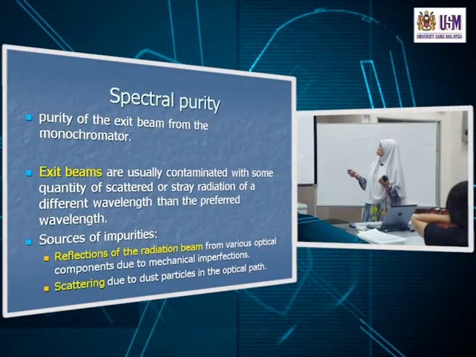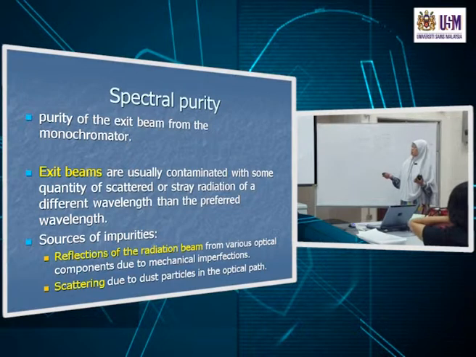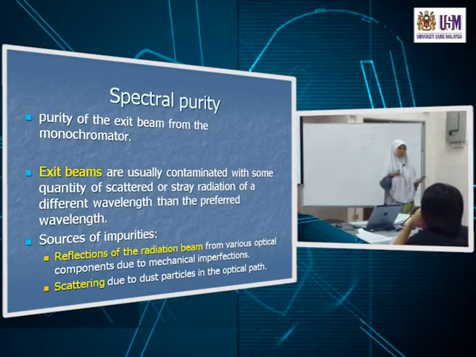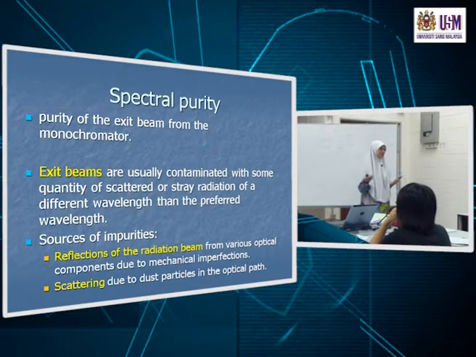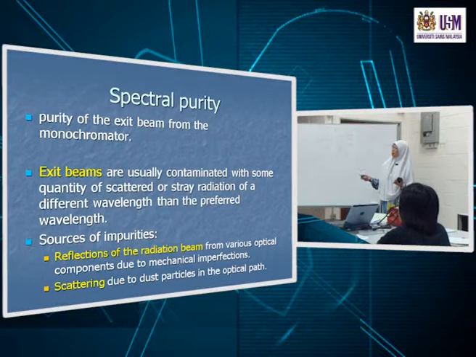But because of certain incidences, the light coming out from the monochromator may not be at 384. Maybe it's some other totally different wavelength, 500, for example. And the light coming out which is not the same wavelength as what you have set the monochromator at is termed stray radiation. Okay, exit beams contaminated with some stray radiation or scattered radiation. So this stray radiation has a wavelength totally different from your chosen wavelength, the one you have set.